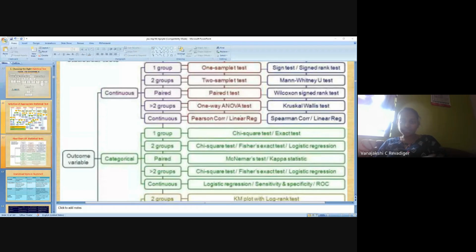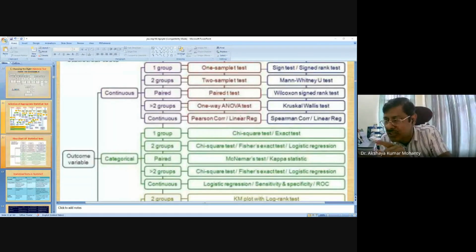Wilcoxon signed rank test, non-parametric, sir. Why? Because rank is there, sir. That is nominal or ordinal data, sir. But in case of parametric, we use interval and ratio, sir. So signed rank means order will be there, sir. Because of that. Listen to me.